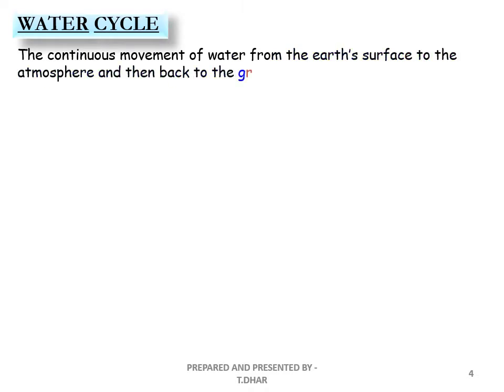The next topic over here is water cycle. What is water cycle? It is the continuous movement of water from the Earth's surface to the atmosphere and then back to the ground. It is called water cycle. Now, why is it called water cycle? It is a cycle. It is a process. It is a continuous process.